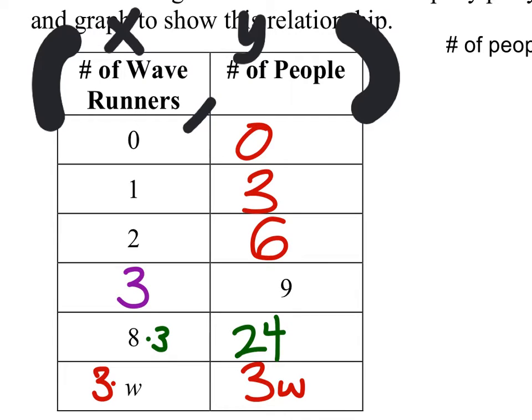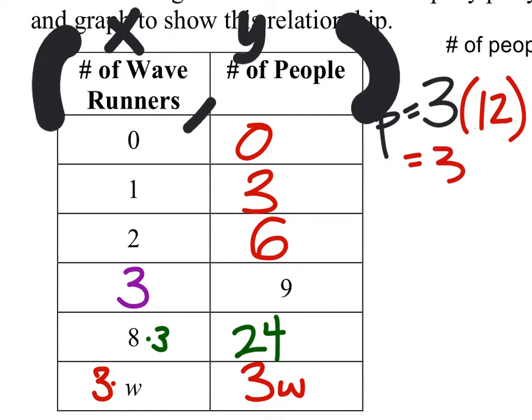Now here's the nice thing about it, now that we know that it's 3 people every wave runner, if I said, look, I have 12 wave runners, then how many people could I put on them? 36. How do we get that? 3 times the number of wave runners, and we can show that work up here, right? The number of people is 3 times the W, but how many W's do we have? We said we had 12. So I replace that with 12. 3 times 12, bam, 36 people.